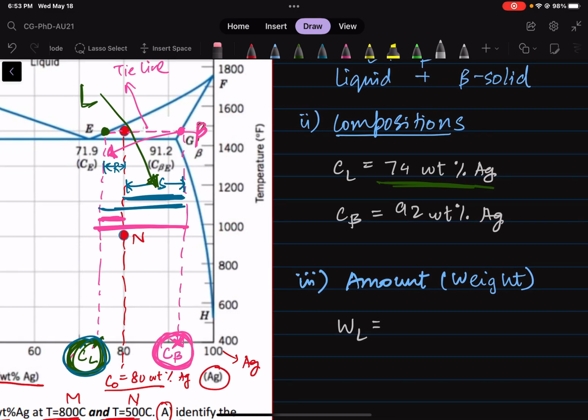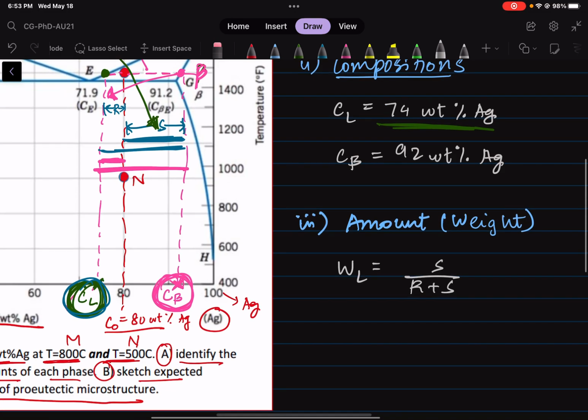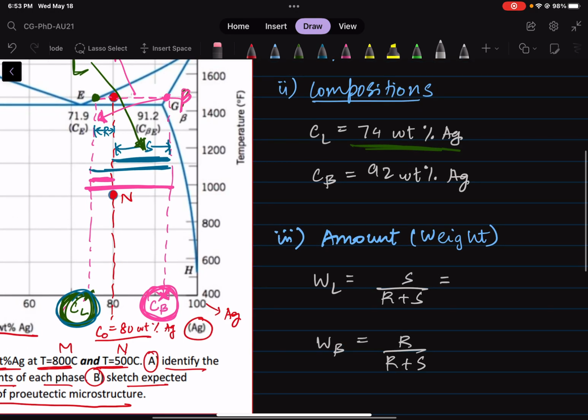So the weight fraction for liquid will be written as S over R plus S. And for the weight fraction of beta, you will write R over R plus S. And if you want to write this down in exact numbers, this will come down to be C_beta minus C_0 over C_beta minus C_L. And this will come down to be C_0 minus C_L over C_beta minus C_L.